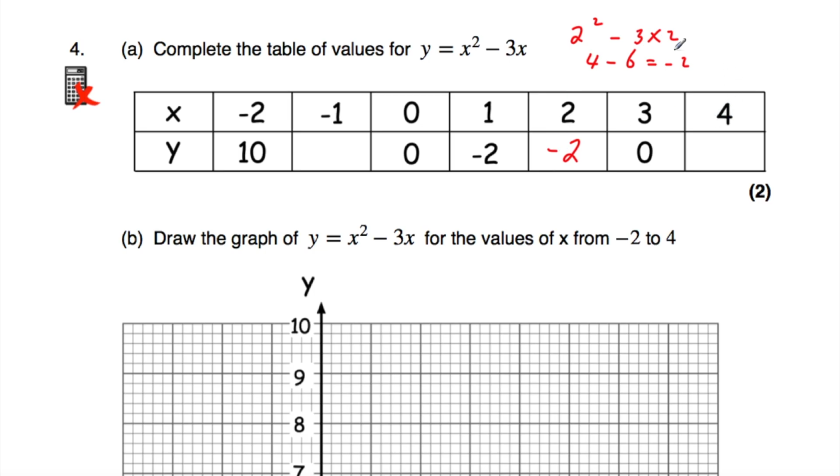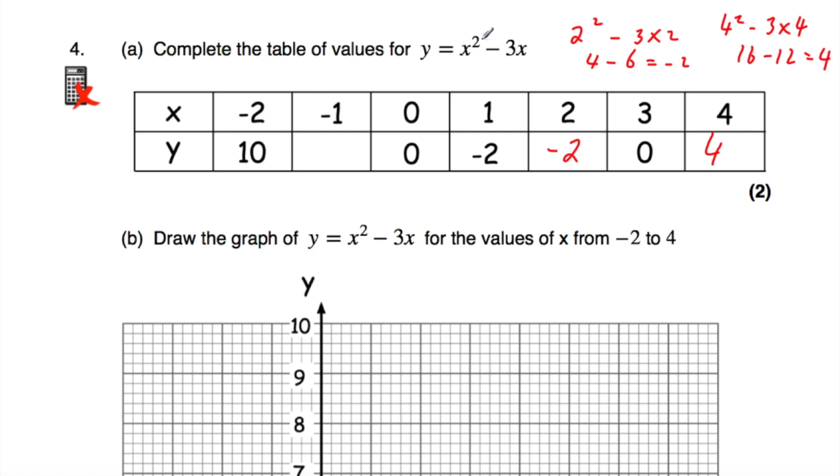This one here, 4, so we're going to do 4 squared subtract 3 times 4. 4 squared is 16, so we've got 16, take away 12, and 16 take away 12 is equal to 4, so that'll be 4. Okay, so let's work out our next one, so negative 1.